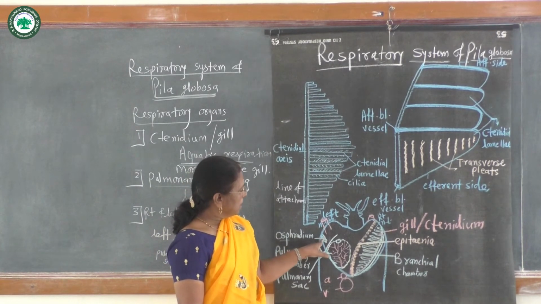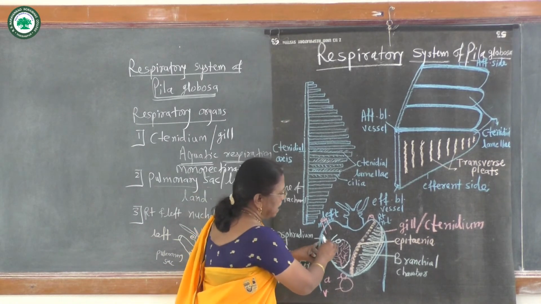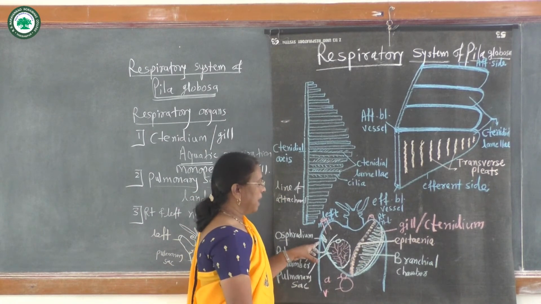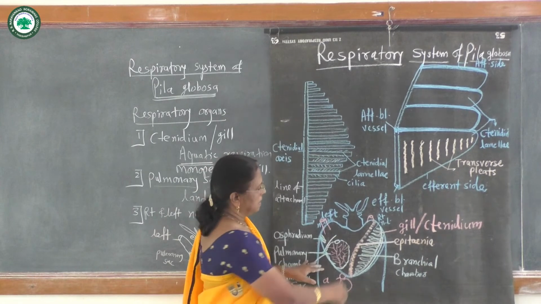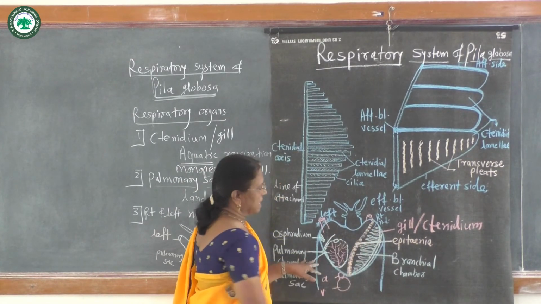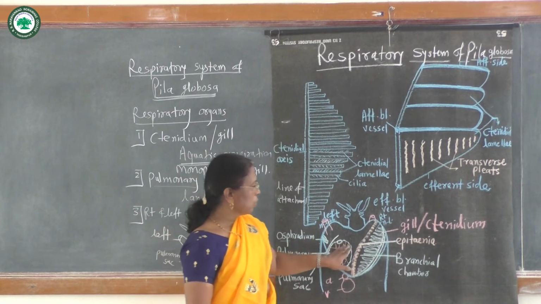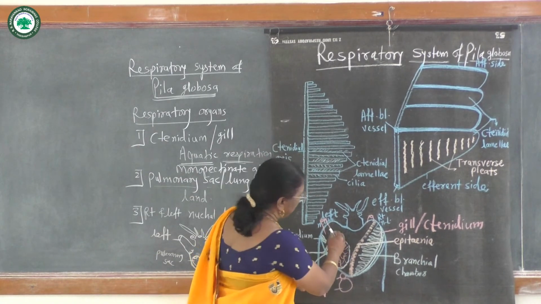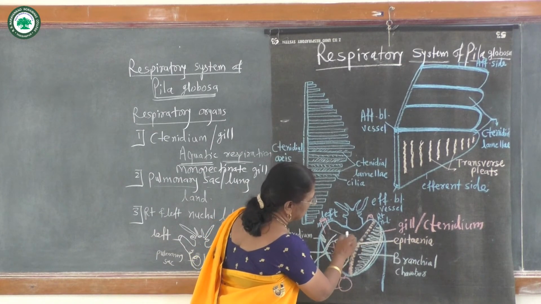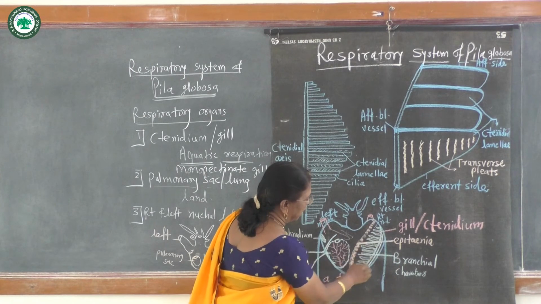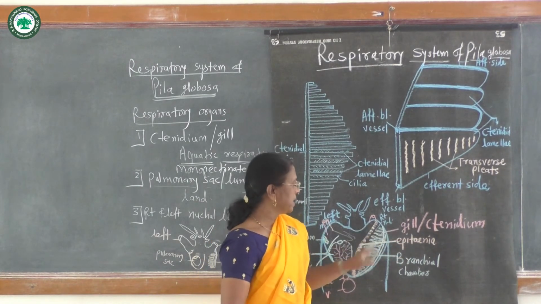This water enters into this branchial chamber. At that time, this epithelium closes this flap, that is, the pulmonary chamber is closed. Water flows towards this branchial chamber where the gill or ctenidium is present.